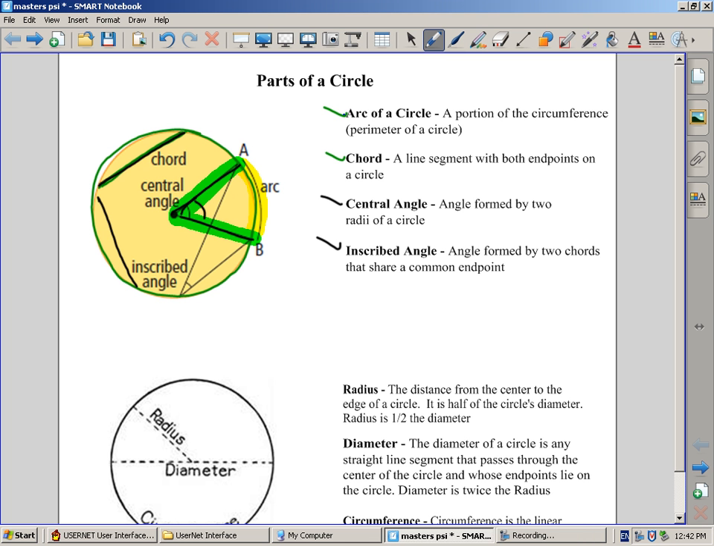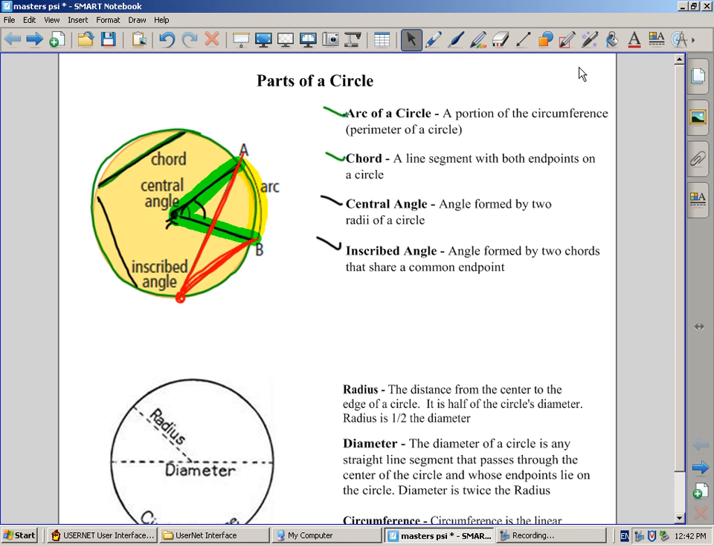They're very similar to a central angle, except that it does not go through the center. So I'll change colors. An example of our inscribed angle is right here and right here. An inscribed angle is formed by two chords, chord number 1, chord number 2, that share a common endpoint. And there's our common endpoint right there.